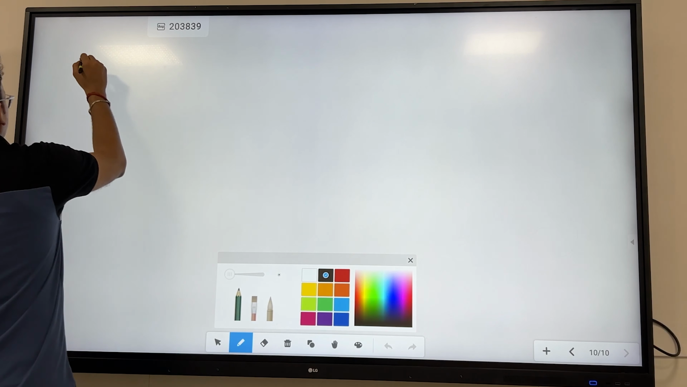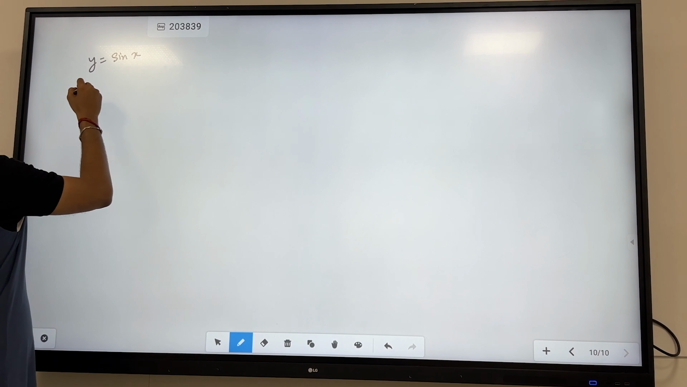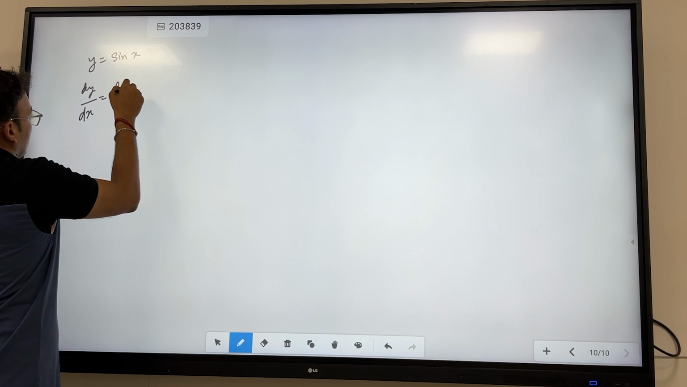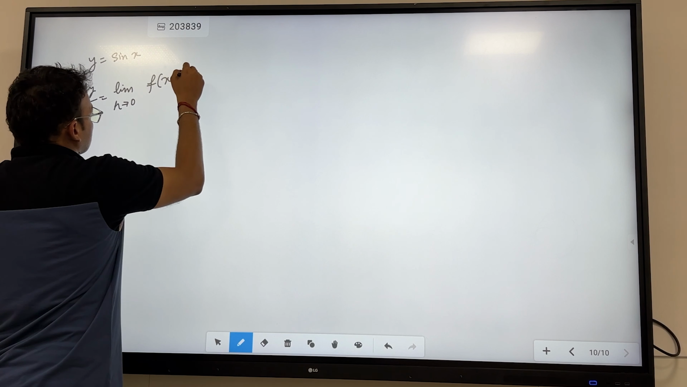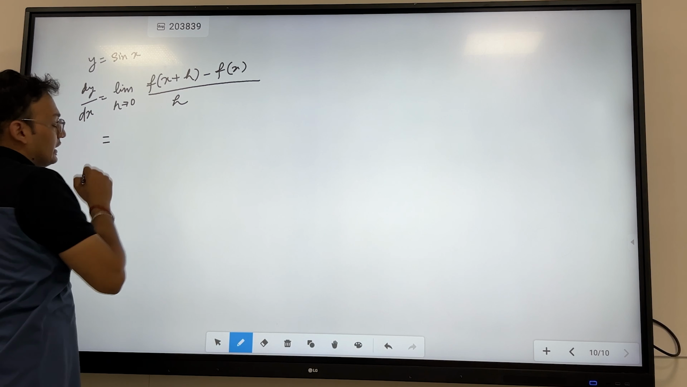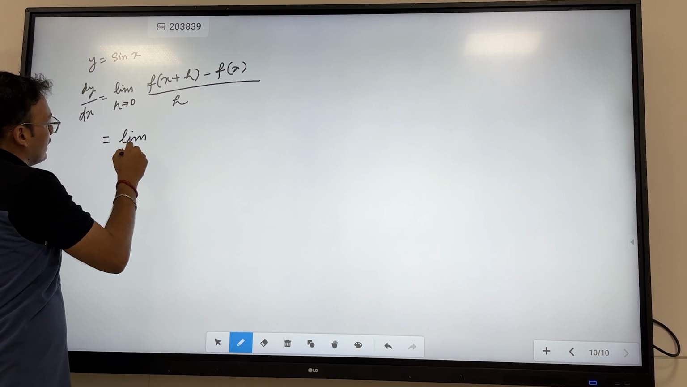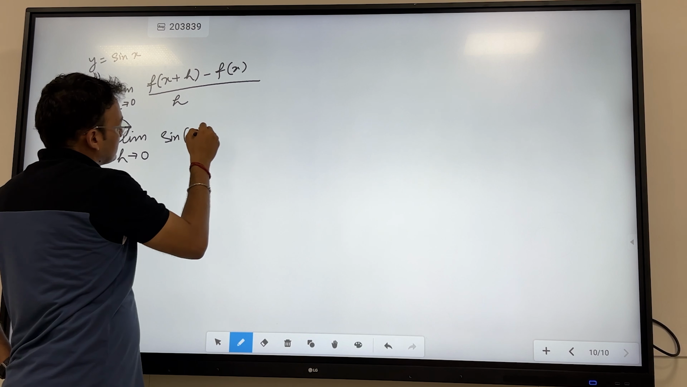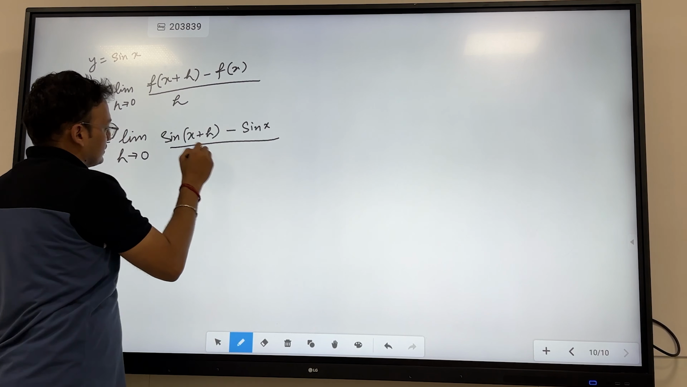So can I say if y is equal to sin x, what will be dy over dx? What I need is the limit as h tends to 0 of f of x plus h minus f of x over h, right? Yes. Now put the value in the function. So what will I get? Sin of x plus h minus sin x over h.